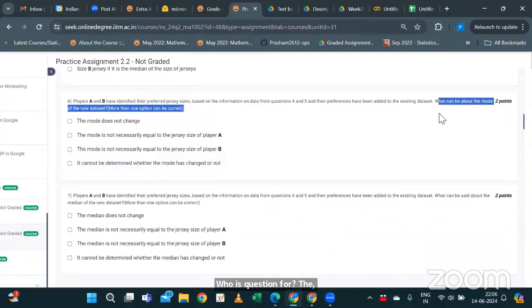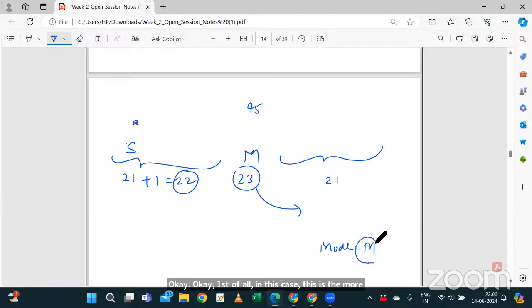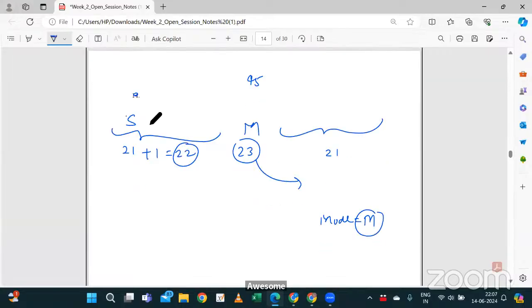What can be said about the mode? Okay, for mode, suppose A is for S, for example. So there will be 22 S. First of all, in this case, this is the mode, right? Mode is M, right? No, so mode would be, in the very first case, forget about this one right now. This will be the mode, right?